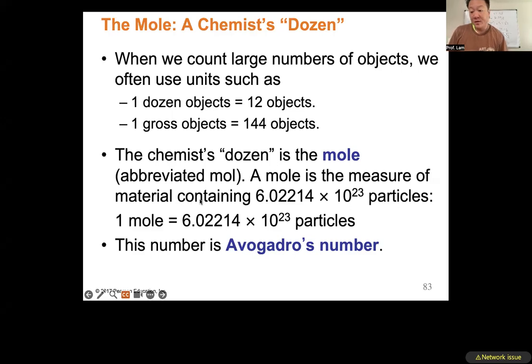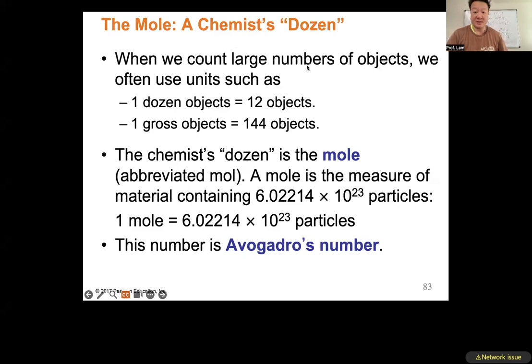All right, guys. So, the next topic we're going to do is called the mole, and it's a review. You guys have heard of the mole before, but yeah, let's review it. What is it? The way I like to think about it is it's a chemist's dozen, right?